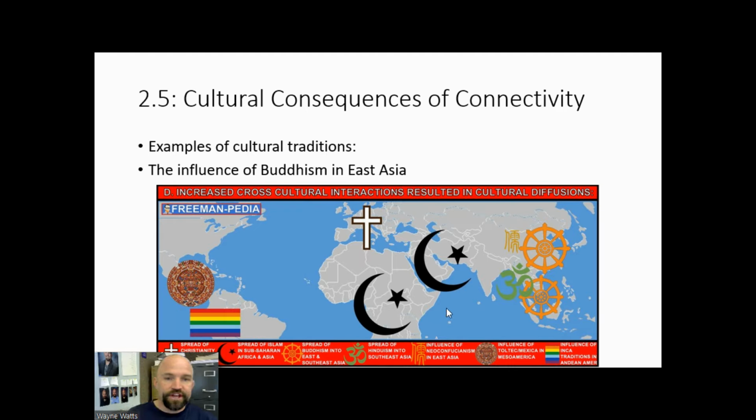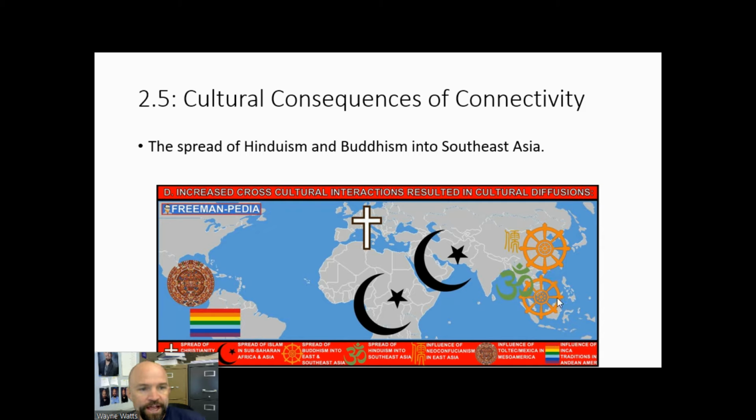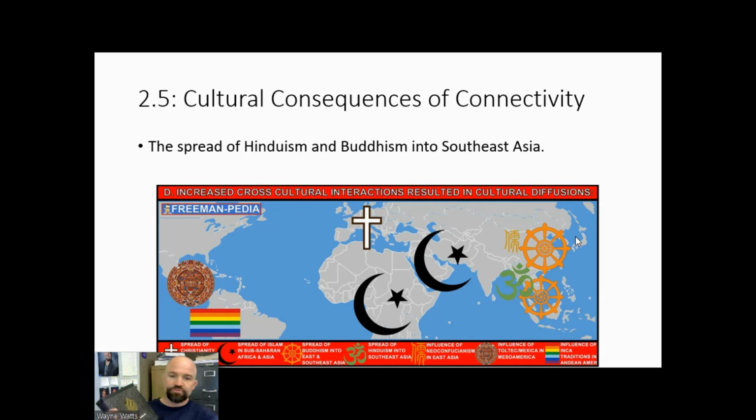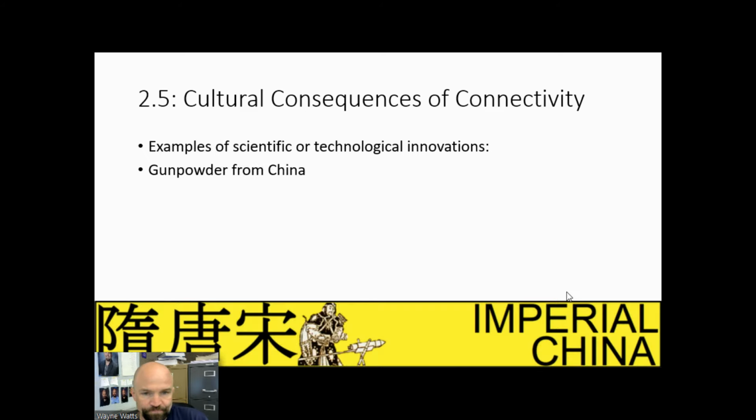Examples of cultural diffusions, then, are the influence of Buddhism in East and Southeast Asia, and the spread of Hinduism and Buddhism into Southeast Asia. That's going to mean, for instance, the spread of the Bhagavad Gita, one of the literary texts associated with the Hindu religion. That's also going to involve the spread of the Quran and Arabic literary traditions throughout Islamic areas. Keep in mind, Christianity is not just spreading in Europe in this time period, it's also popular in Ethiopia as well as in West Africa, for instance, in the Congo.